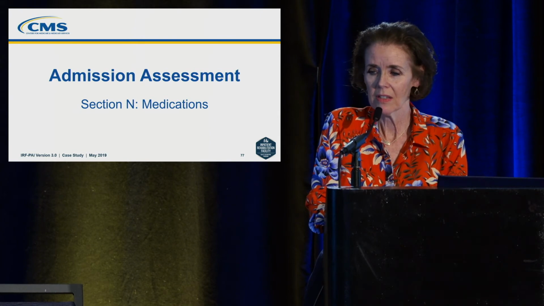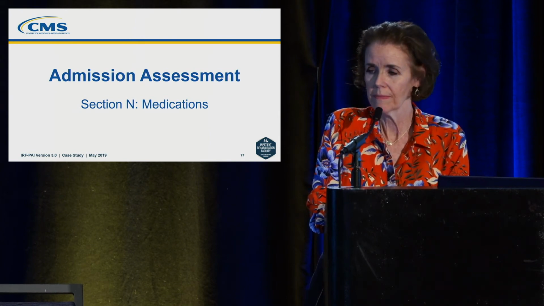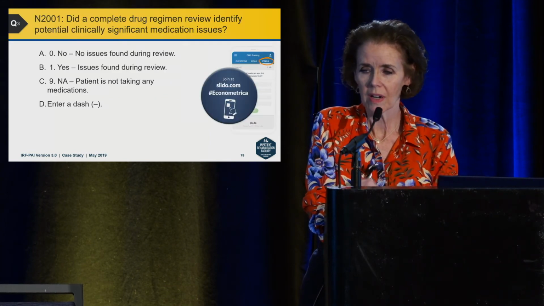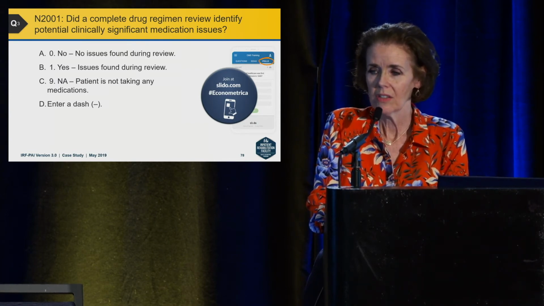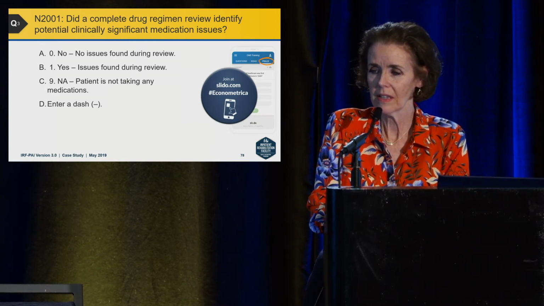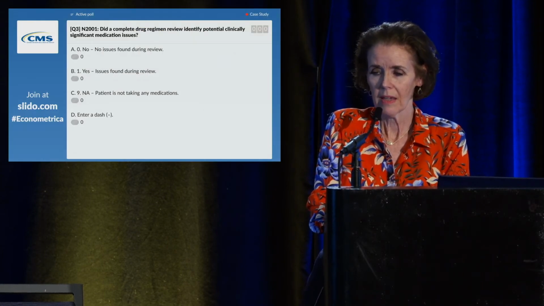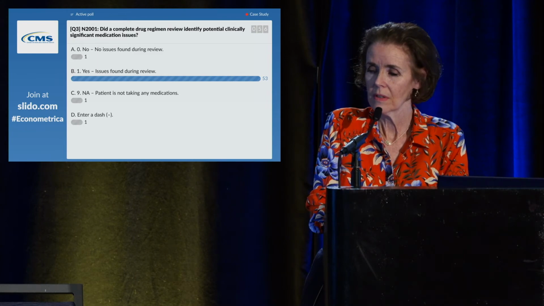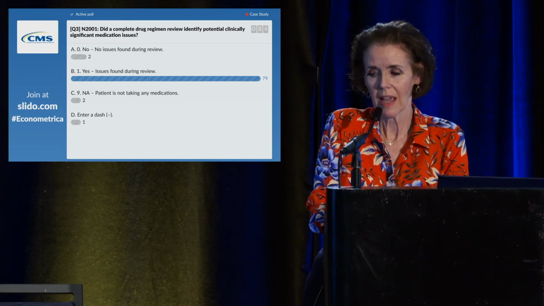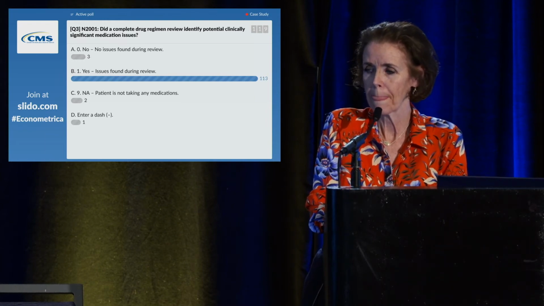Admission assessment, so section N, medications. We're going to do this one on Slido. So this is for N2001. Did a complete drug regimen review identify potentially clinically significant medication issues? A, no issues were found during the review. B, yes, issues were found during the review. NA, the patient is not taking any medications, or you're going to want to enter a dash for this item.